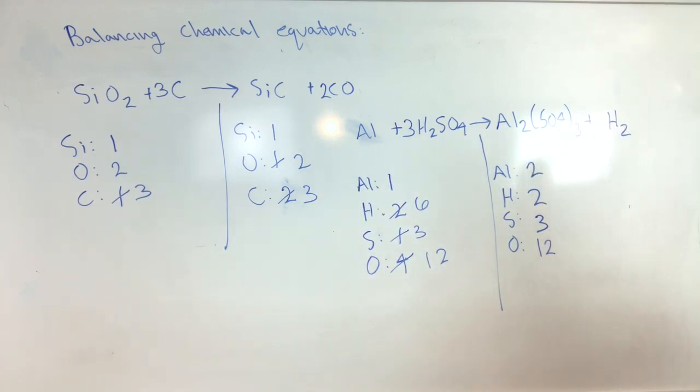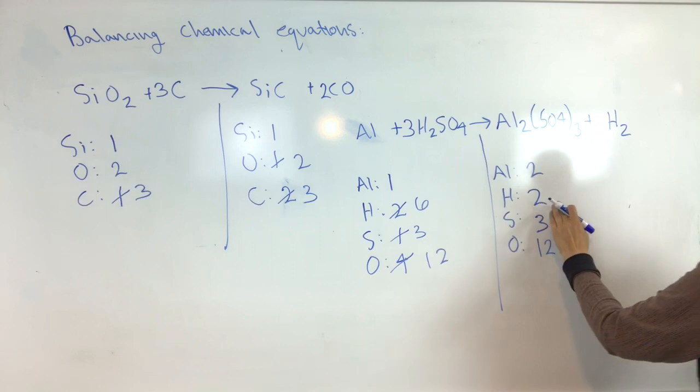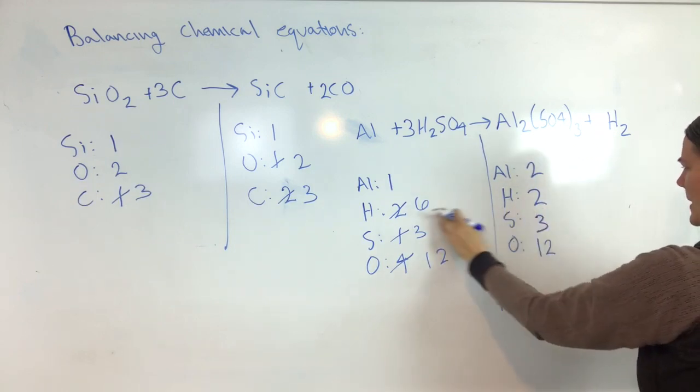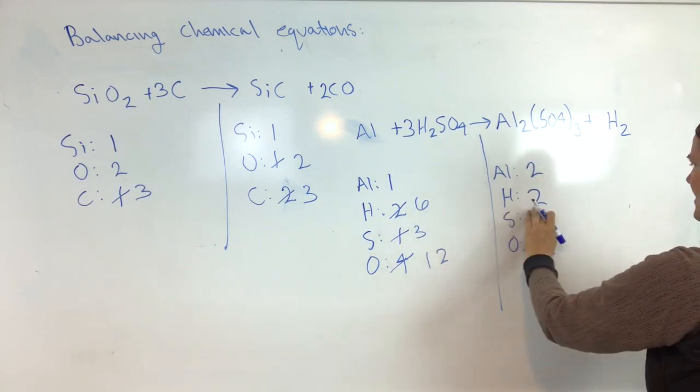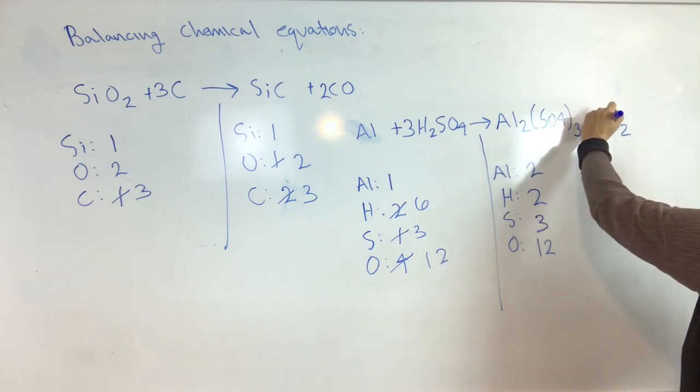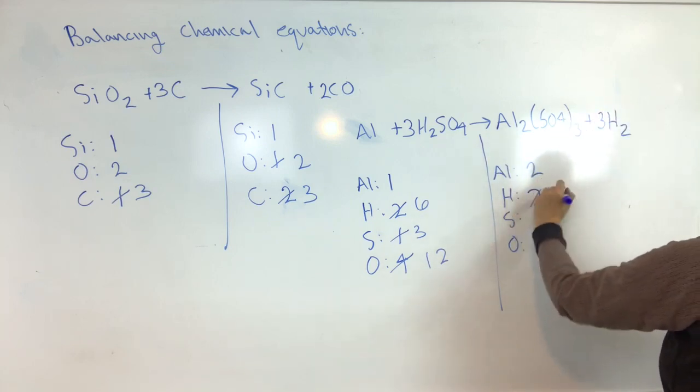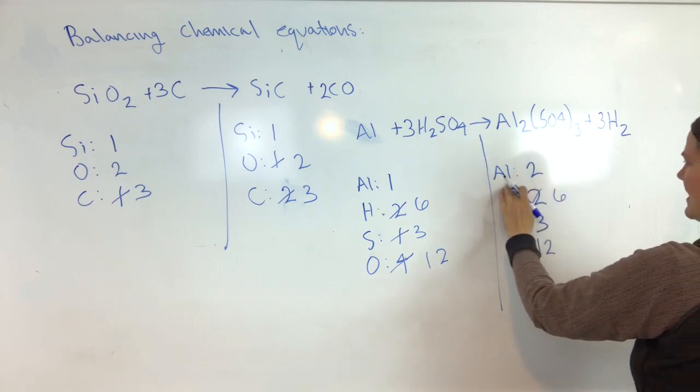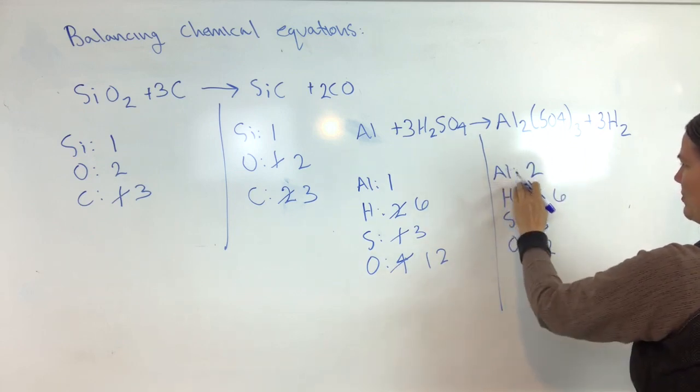Now I want to balance the hydrogens. So I have 6 hydrogens over here and 2 over here. So I need to multiply this hydrogen by 3. So now I have 6 hydrogens here. And then I want to balance the aluminum.